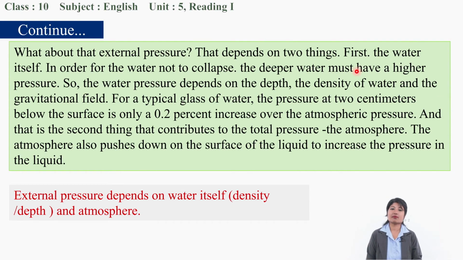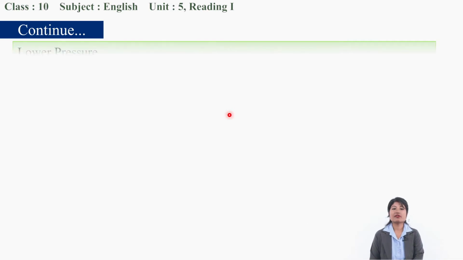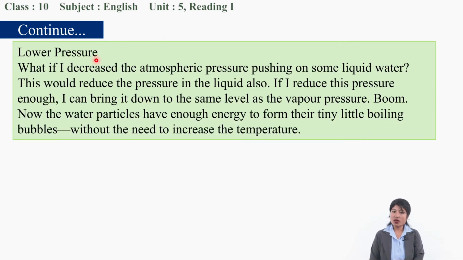And this is the second thing that contributes to total pressure. The same thing happens in the atmosphere as well. The atmosphere also pushes down on the surface of the liquid to increase the pressure in the liquid. So the same pressure is maintained in the environment as well. Okay, lower pressure. Let's talk about lower pressure.